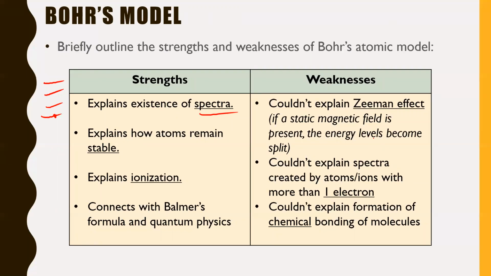That was quite a clear weakness of that. If you had more than one electron at any given time, it's going to be a challenge to determine how the spectrum behaves under his model. Not that it was bad or anything, it just made it a little more difficult. Now, it also couldn't explain the formation of chemical bonding of molecules. That came later, don't worry about that.